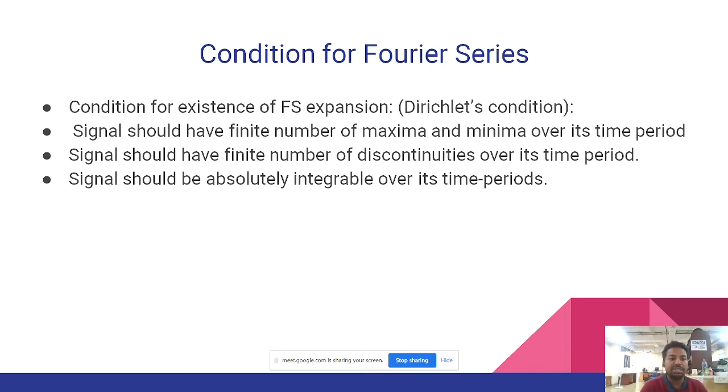So the first condition is that the signal should have a finite number of maxima and minima over its time period. I think you all understood the meaning of maxima and minima. The next condition is that the signal should have a finite number of discontinuities over time. And the next thing, the signal should be absolutely integrable over its time period. So these are the conditions for Fourier series. In the same manner, we will have the conditions for Fourier transform. We will discuss it in the next class.